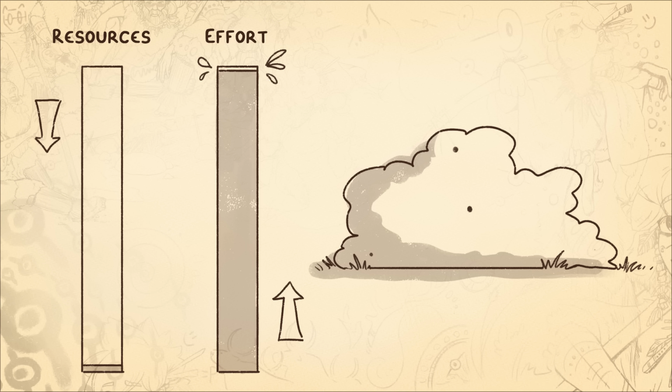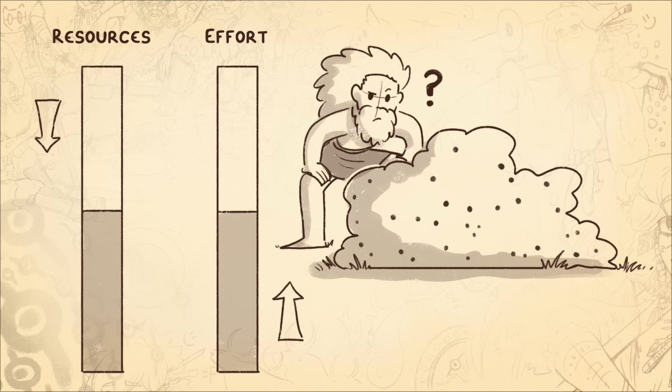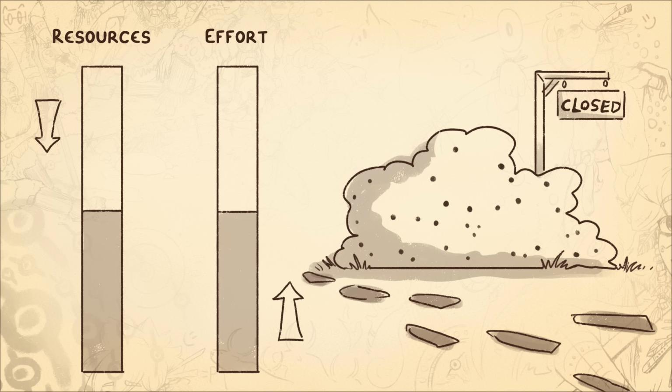Now, it's important to note that humans don't stick around until the resources bar empties out and the effort bar is at its max. That would be silly. Instead, when the two bars get close enough to align with each other is when it no longer becomes worthwhile to stick around, and the group moves.